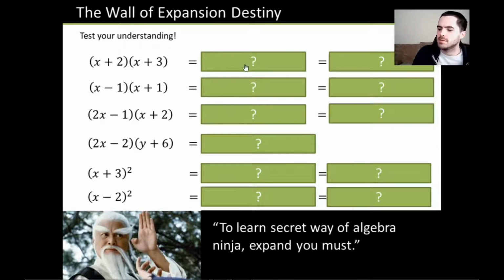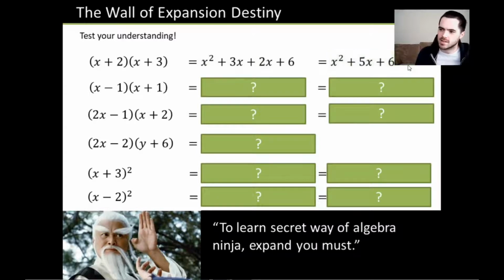But if we expand these brackets, if you try it for yourself, then you would end up using the grid method, my personal favourite, I admit, with x squared plus 3x plus 2x plus 6, which we can combine to get x squared plus 5x plus 6.